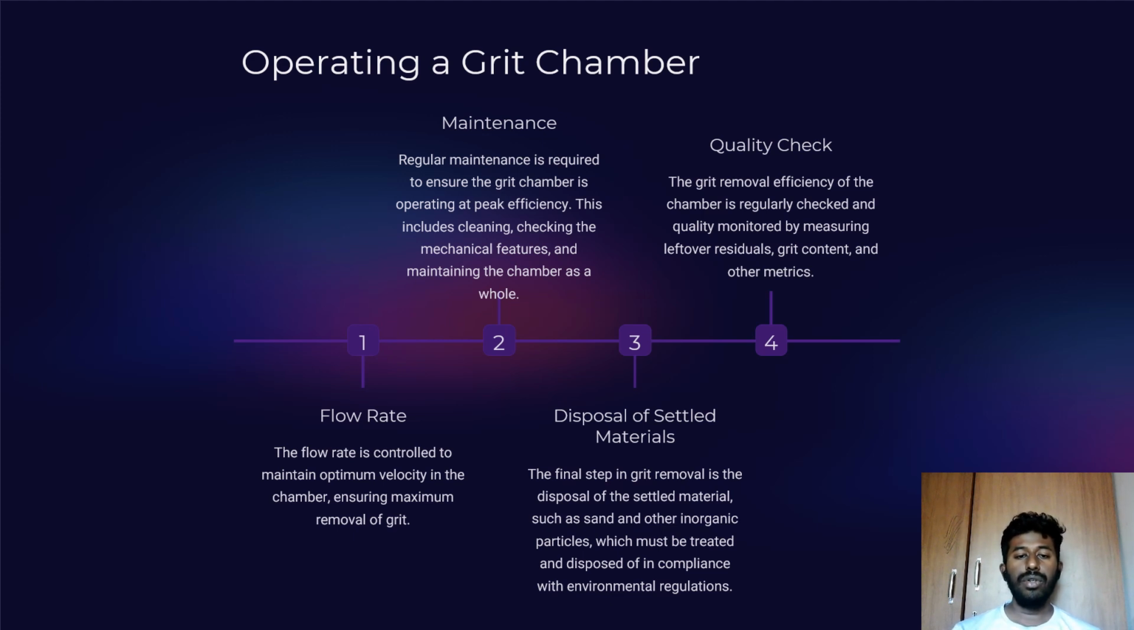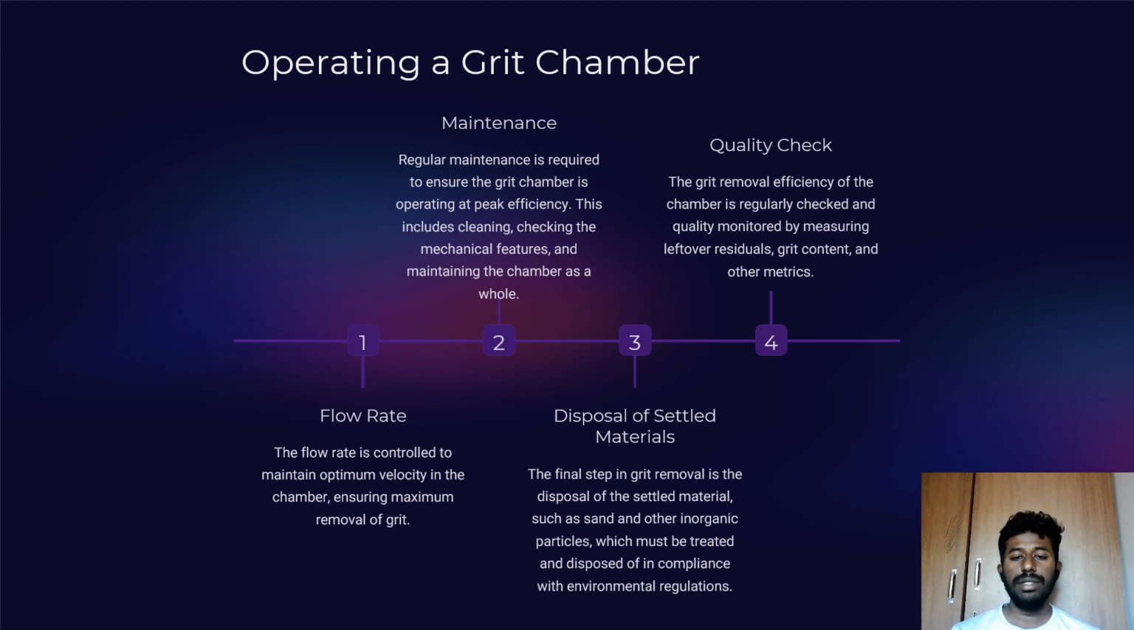Flow rate. Flow rate is controlled to maintain optimum velocity in the chamber, ensuring maximum removal of grit. As discussed earlier in the presentation, velocity plays a main role in grit chamber treatment as it ensures the maximum amount of grit settles at the bottom of the chamber so it can be removed. The next one is maintenance. Regular maintenance is required to ensure the grit chamber is operating at peak efficiency. This includes cleaning, checking mechanical features and maintaining the chamber as a whole.